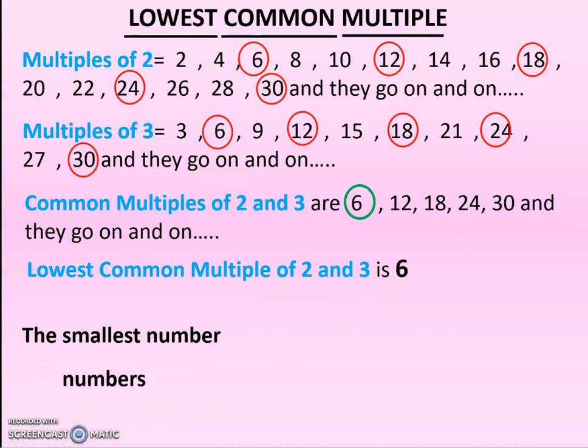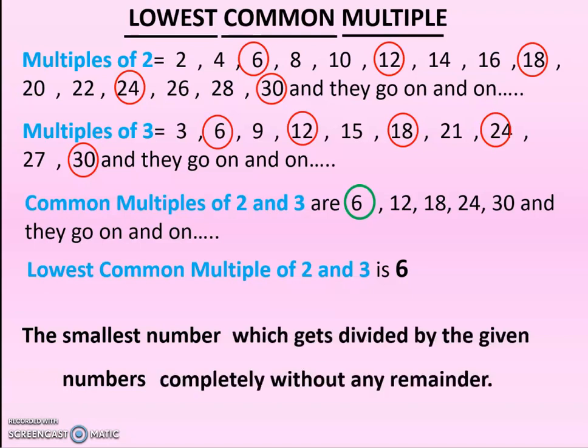A multiple is a number that gets divided without any remainder, right? It is the dividend, a number that gets divided without any remainder. So, the smallest number which gets divided by the given numbers. That's how we are getting common. Completely without any remainder. That's what the lowest common multiple is all about.